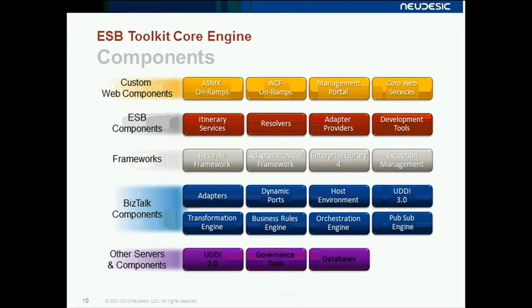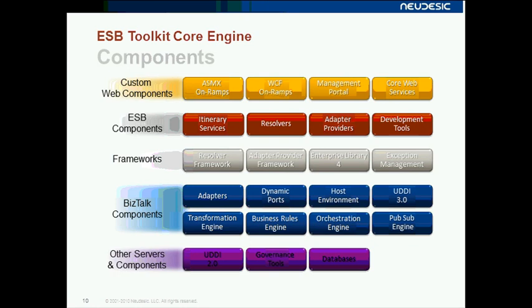So I won't spend too much time with this. There's a whole lot of stuff on this slide that we could talk about, but really what's important to note is that the ESB Toolkit is built on top of BizTalk. So the key capabilities like the rules engine, the pub sub engine, the idea of adapters and transformation and orchestration, all of these key things that we get from BizTalk, ESB Toolkit does not change the game.